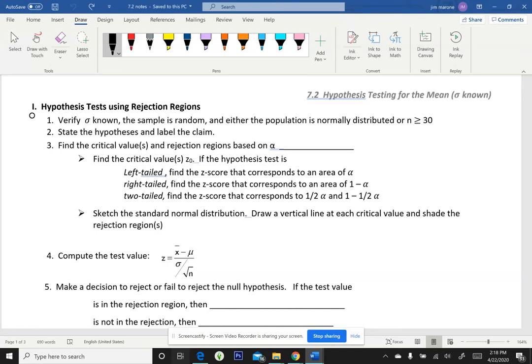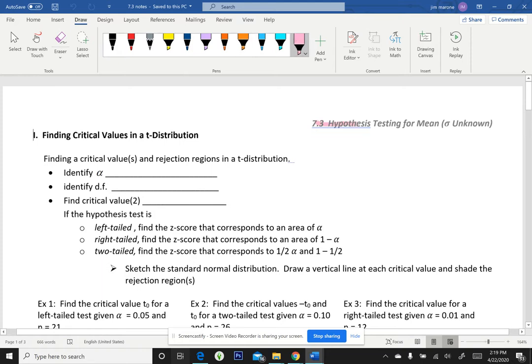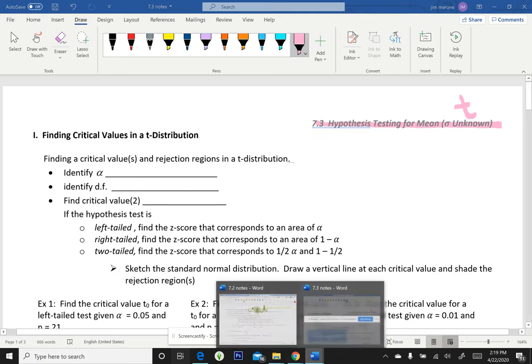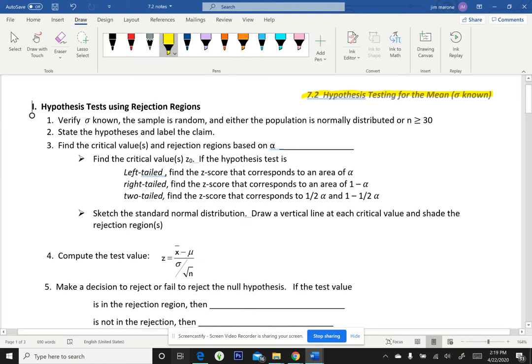For this lesson, we're going to learn about hypothesis testing for the mean with the population standard deviation known. The next lesson that we're going to do is hypothesis testing for the mean where the population standard deviation is unknown. So just like in chapter 6, if the population standard deviation is unknown, it's a t, and if the population standard deviation is known, then it's a z. So that's going to be the only difference between these two sections. And we should already know the difference between z and t because of chapter 6.